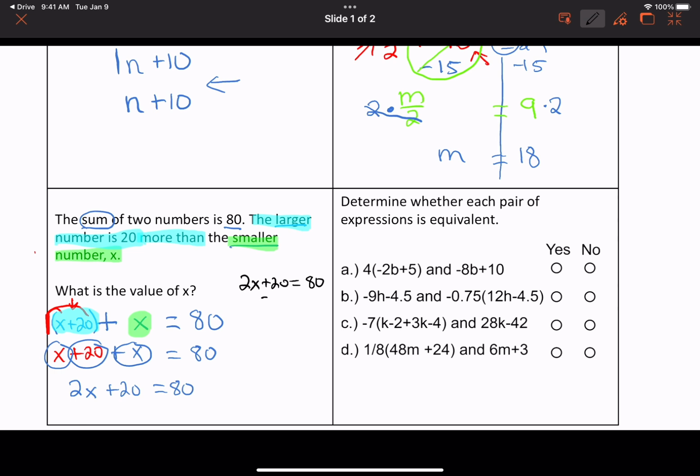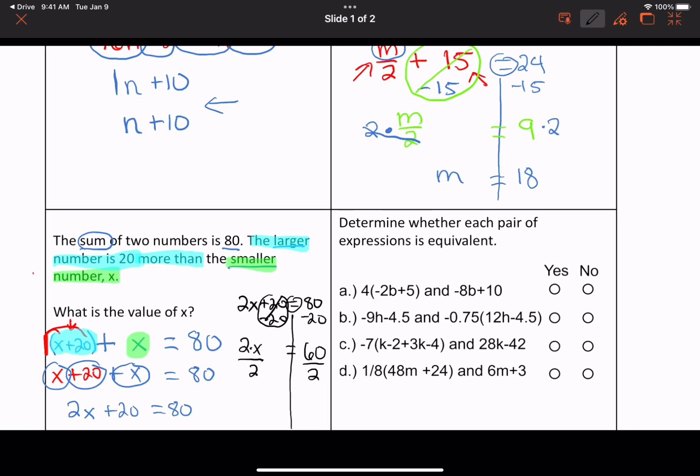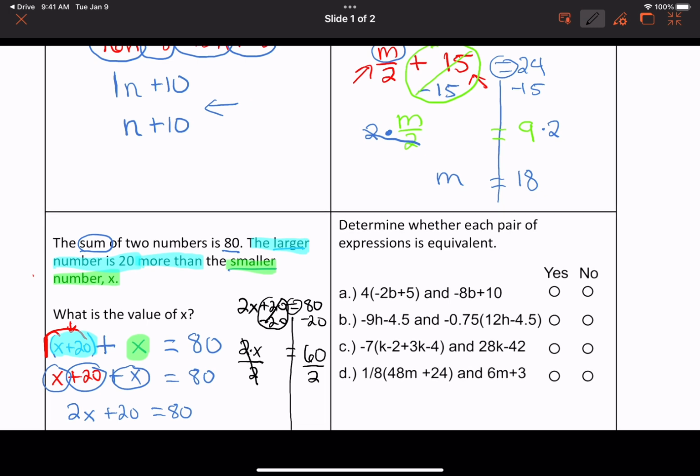You can start by subtracting 20 from both sides, meaning 20 minus 20 is 0, leaving you with 2x on the left-hand side. 80 minus 20 is 60. Dividing by 2 to get rid of that coefficient, 2 divided by 2 is 1, so we're left with 1x. We don't need to write that 1. And 60 divided by 2 is 30. So we found the value of x.